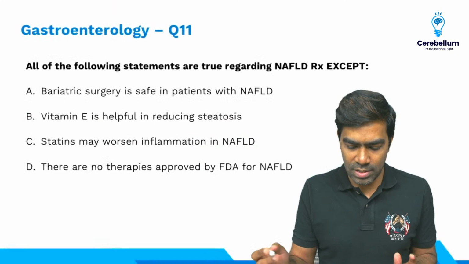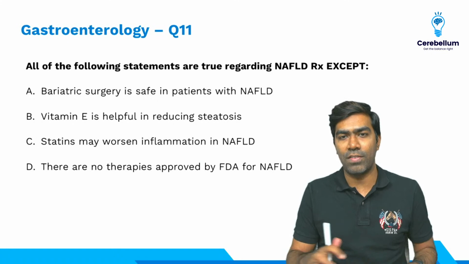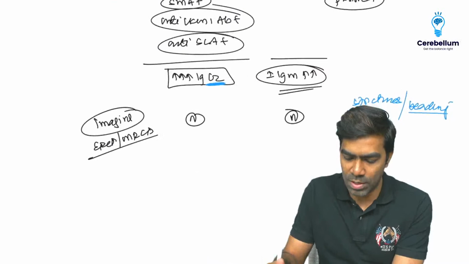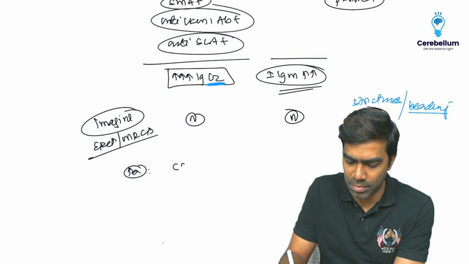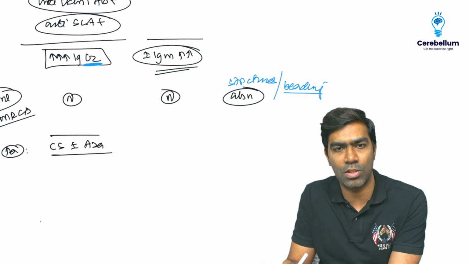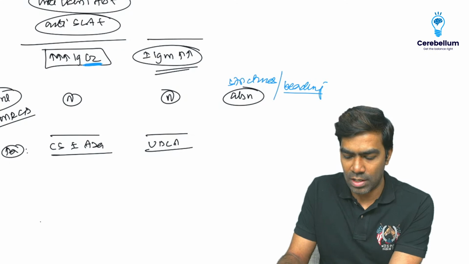So all of the following statements are true regarding NAFLD, that is non-alcoholic fatty liver disease, except. And let me tell you the treatment alone. So what is the treatment for autoimmune hepatitis? Treatment for autoimmune hepatitis is going to be steroids, corticosteroids like prednisolone plus or minus azathioprine. I commonly use azathioprine in my practice, but it's optional. For PSC, UDCA is nothing, only palliative.